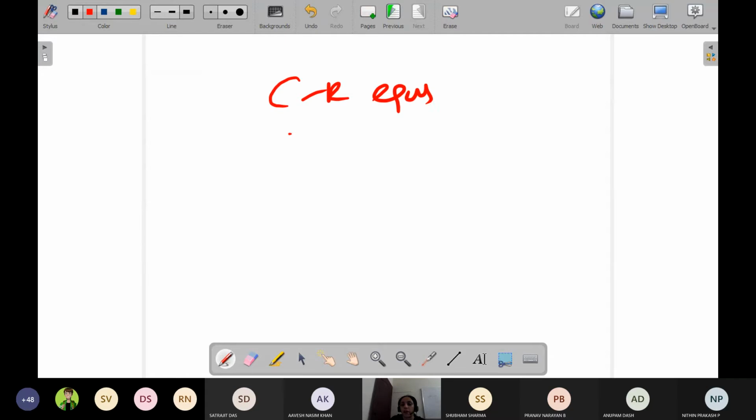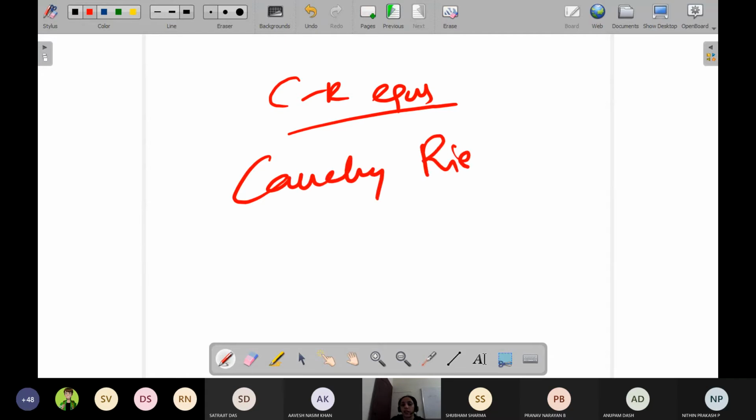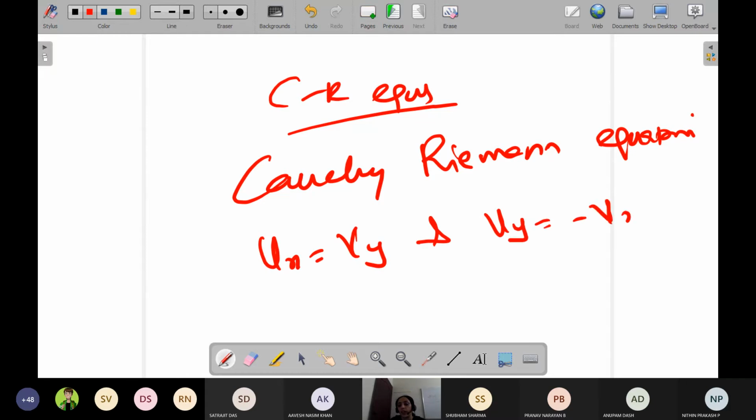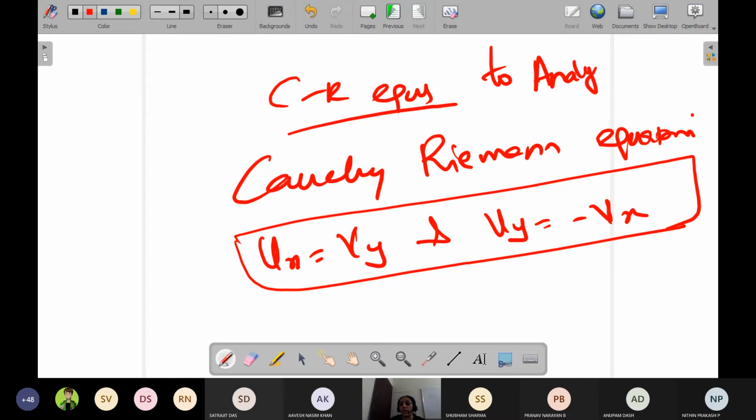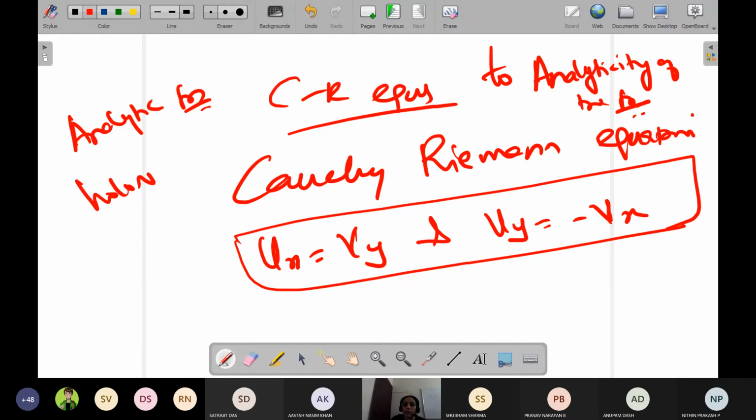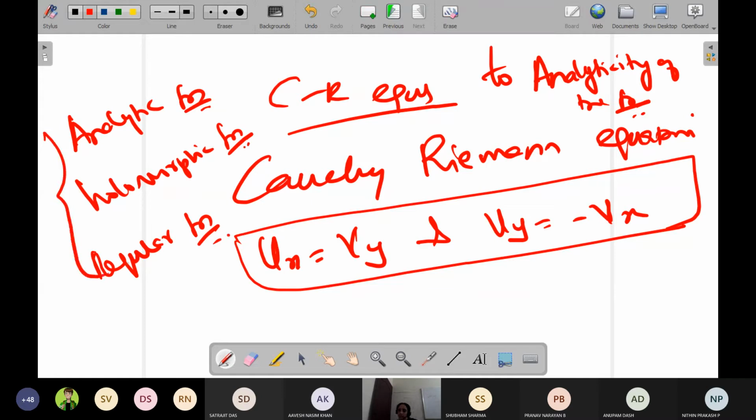The Cauchy-Riemann equations: ux is equal to vy and uy is equal to minus vx. Please make a note of this. This is very important. These are the Cauchy-Riemann equations to prove the analyticity of the function. Either you call it an analytic function, or a holomorphic function, or a regular function. All mean the same.